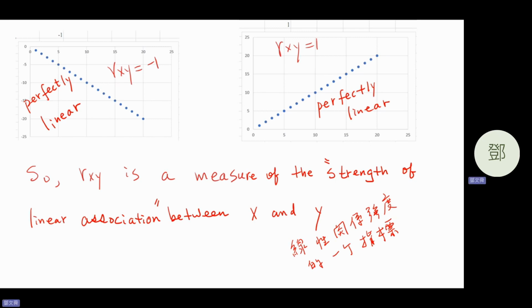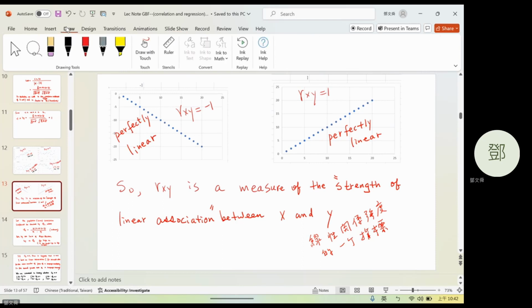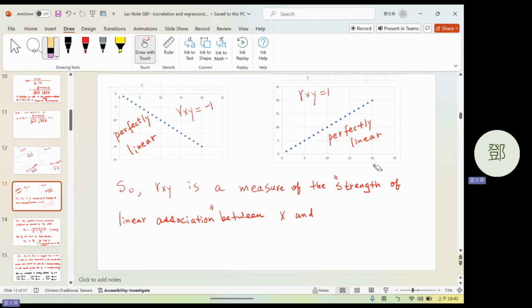What happened to the statistic error? Later, I had wiped them off. Any question? If you don't have any question, then I will keep going. Between x and y. Yeah. X and y. Okay.